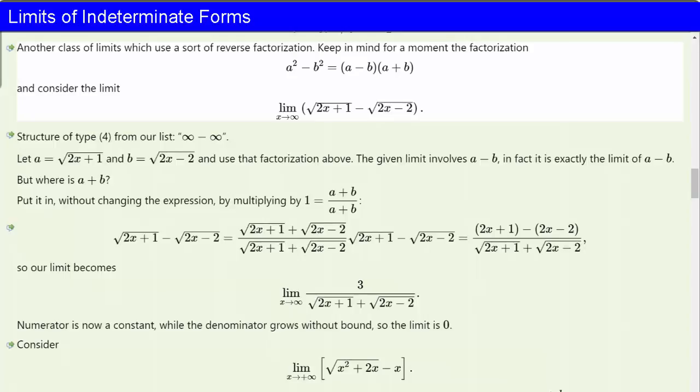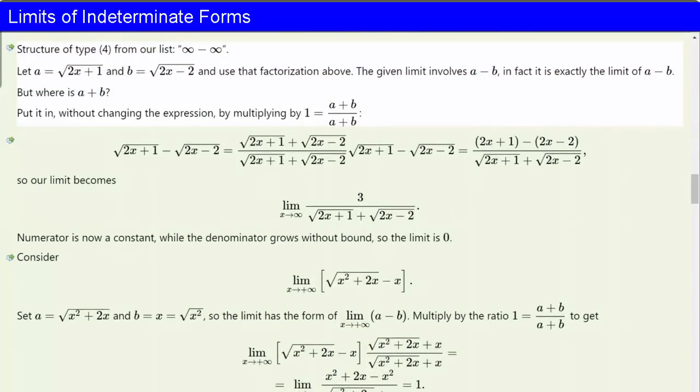Keep in mind for a moment the factorization a squared minus b squared is the product of a minus b with a plus b. Having tucked this factorization away in your memory, consider the limit as x tends to infinity of the square root of 2x plus 1 minus the square root of 2x minus 2. This has the formal structure of type 4 from our list, infinity minus infinity, which is just a shorthand way of saying that we are subtracting two expressions and each of them gets large and stays large without bound.